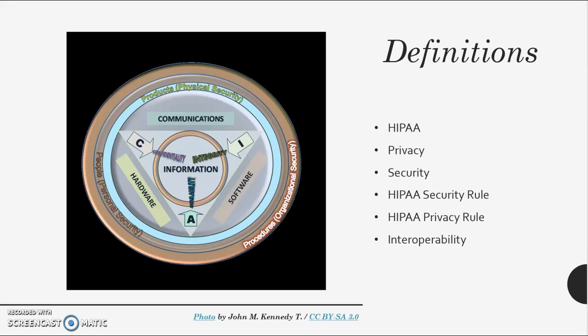The HIPAA security rule is the federal regulation created to implement the security requirements of HIPAA. The HIPAA privacy rule is the federal regulations created to implement the privacy requirements of the simplification subtitle of HIPAA, affording patients certain rights to and about their protected health information. And interoperability is the capability of different information systems and software applications to communicate and exchange data.